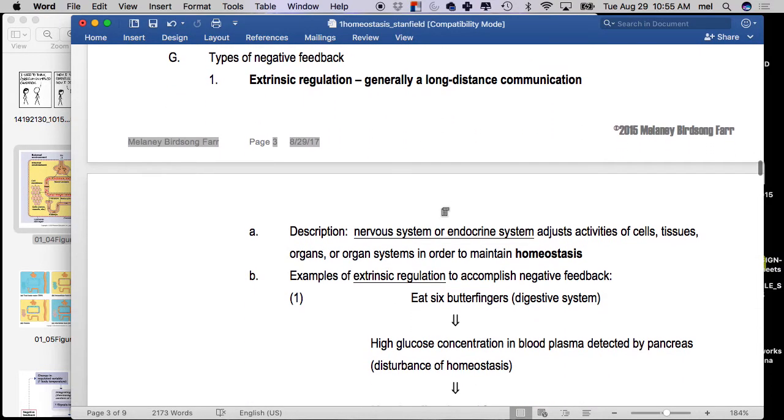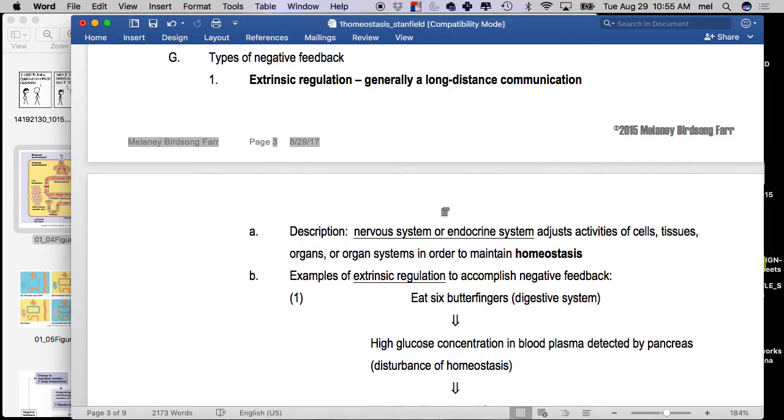Okay, so let's talk about types of negative feedback. So we're trying to accomplish the same thing. We're trying to stay in or get back in the ideal range. But there's a couple of different ways you can do it. I've got extrinsic regulation and intrinsic regulation. Both are trying to accomplish the same goal, which is homeostasis via negative feedback.